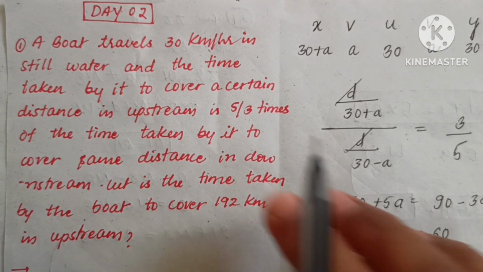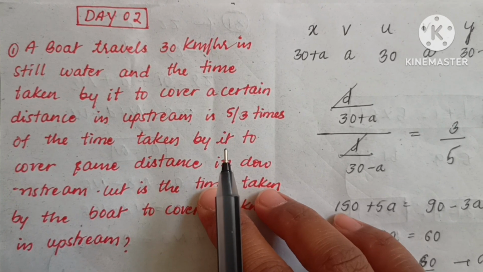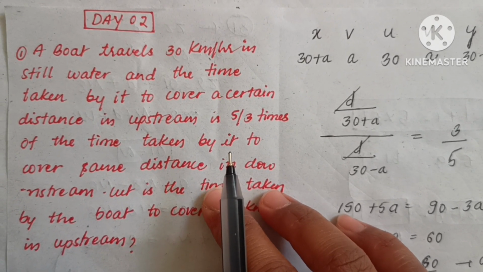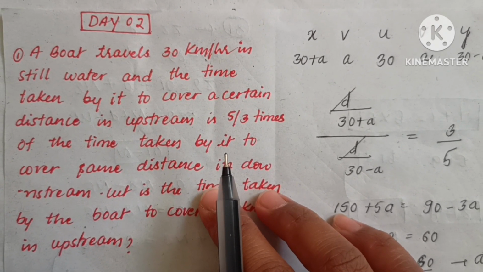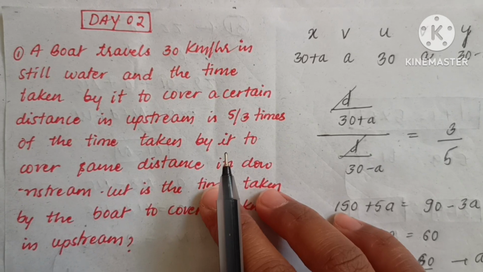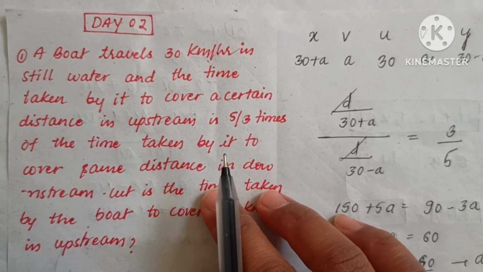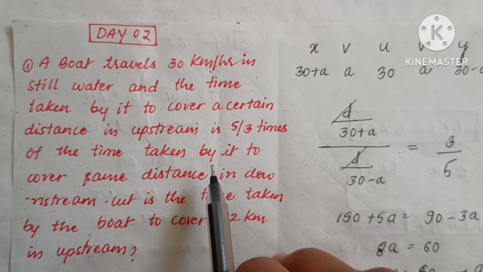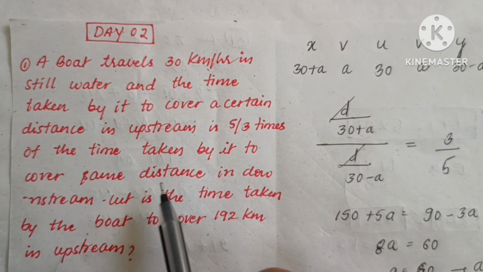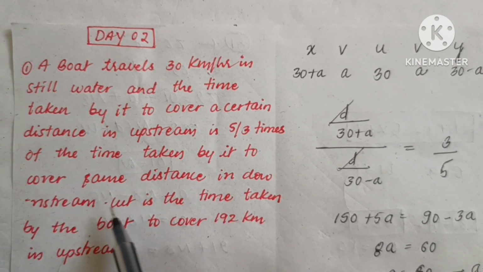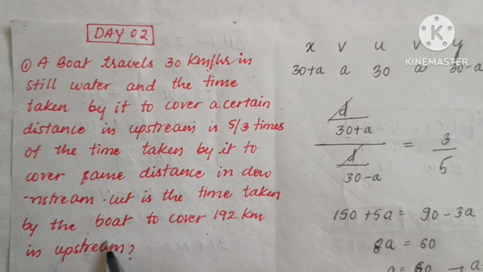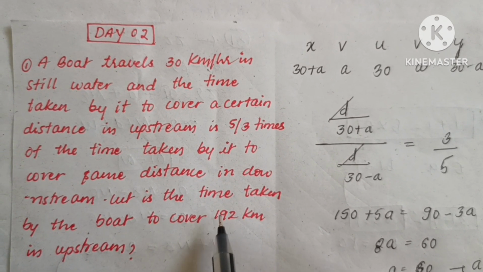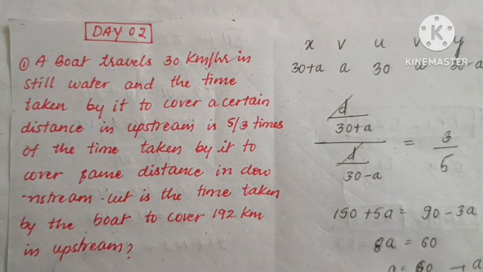So let's get started. A boat travels 30 km per hour in still water and the time taken by it to cover a certain distance in upstream is 5 by 3 times of the time taken by it to cover the same distance in downstream. So what is the time taken by the boat to cover 192 km in upstream?